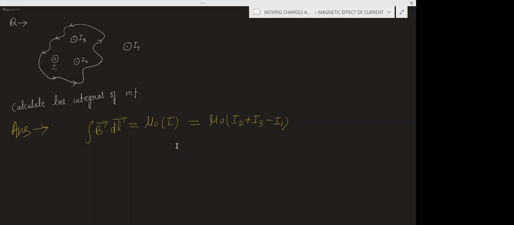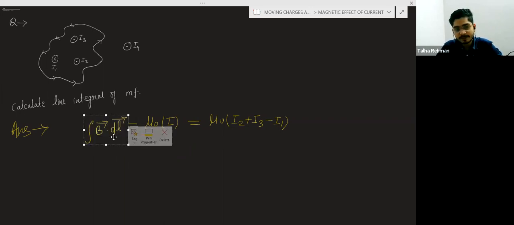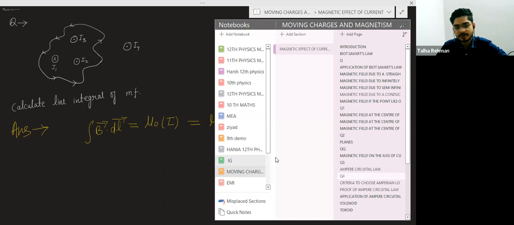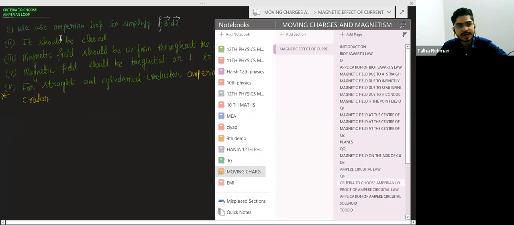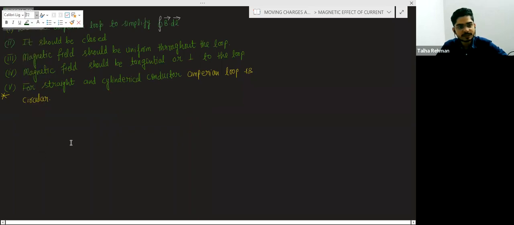So now the question is how we will decide whether the loop will be circular or square. For that, you should keep some points in your mind. Why are you considering a closed loop? Because we want to simplify this term, the line integral of magnetic field. So there is a criteria to choose the Amperian loop. I have written some points here.